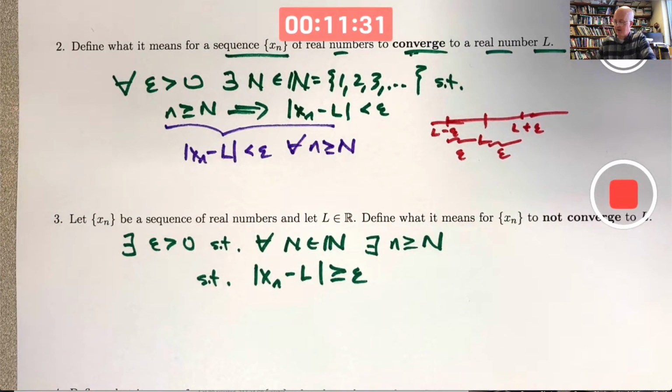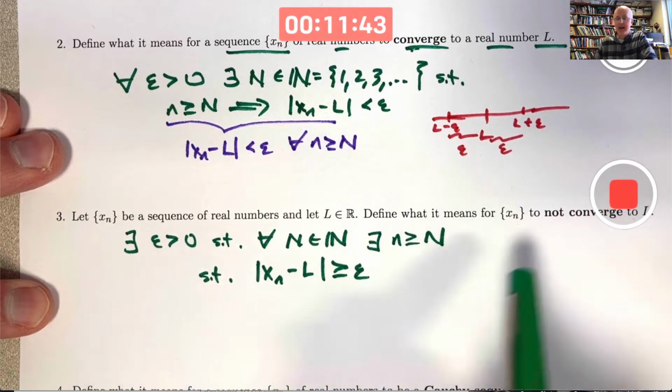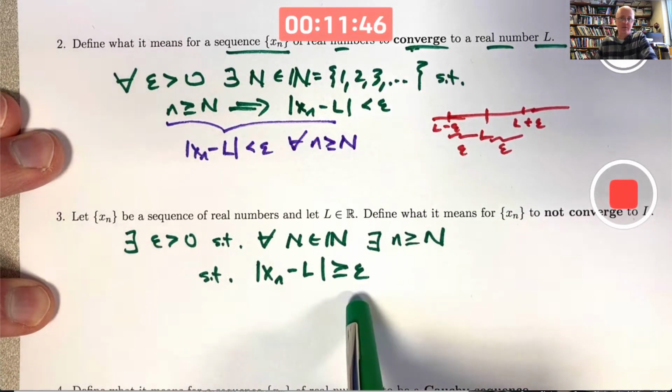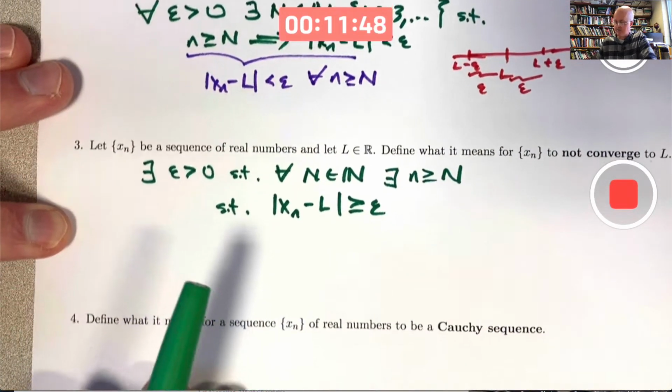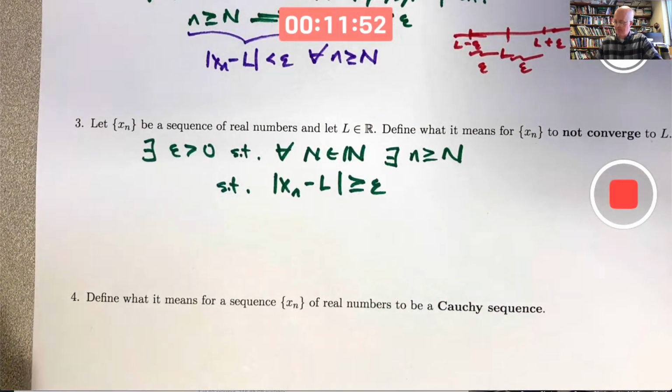Okay? That's what it means for the sequence to not converge to L, the particular number L. It might converge to some other number, or it might not converge at all. But in either case, if it does not converge to L, then you can say this is true. And this is how you would prove it does not converge to L. The definitions, these precise definitions, are useful for doing proofs.